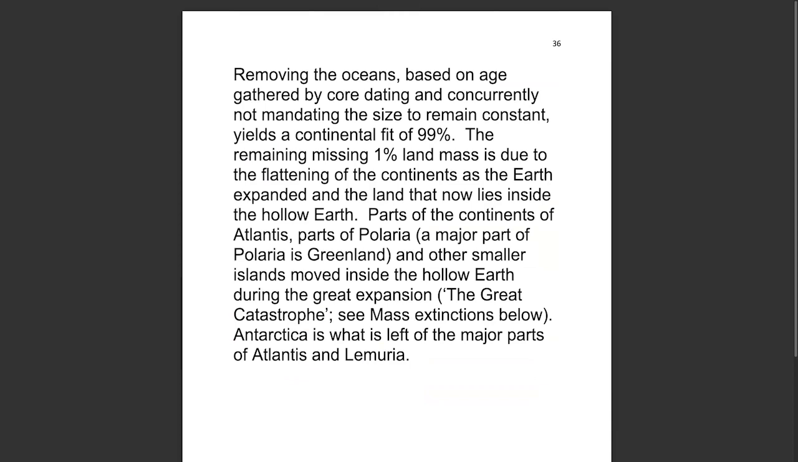The remaining missing 1% of the landmass is due to flattening of the continents, part of it, as the Earth expanded, and the land that now lies inside the hollow Earth is the other part. Parts of the continents of Atlantis and Polaria, a major part of Polaria being Greenland, but there's small parts that went inside the Earth, along with a fair amount of Atlantis and other smaller islands, moved inside the hollow Earth during the Great Expansion, known as the Great Catastrophe.